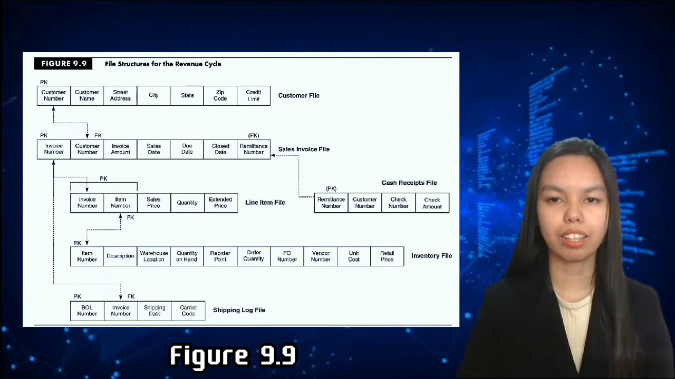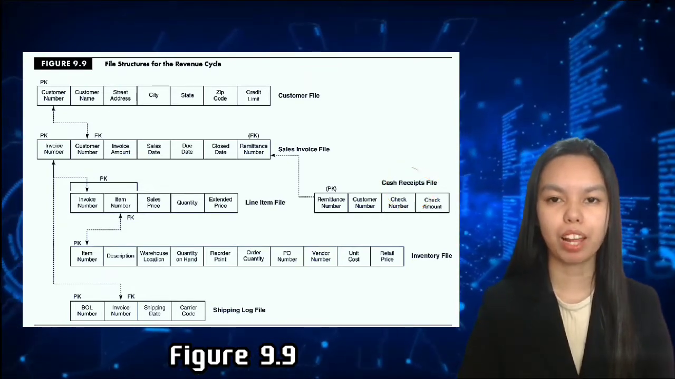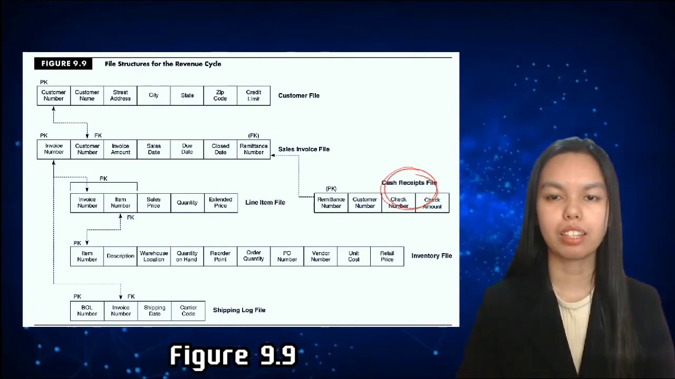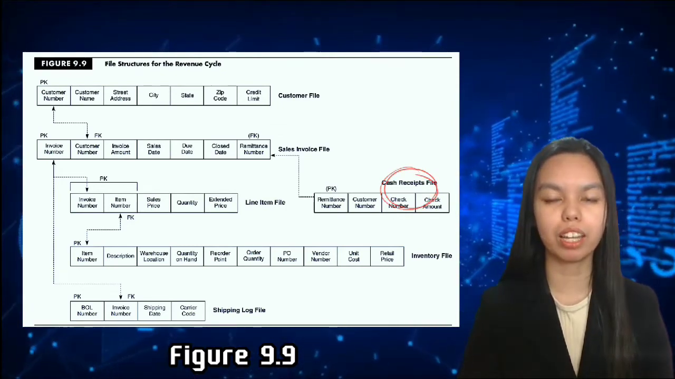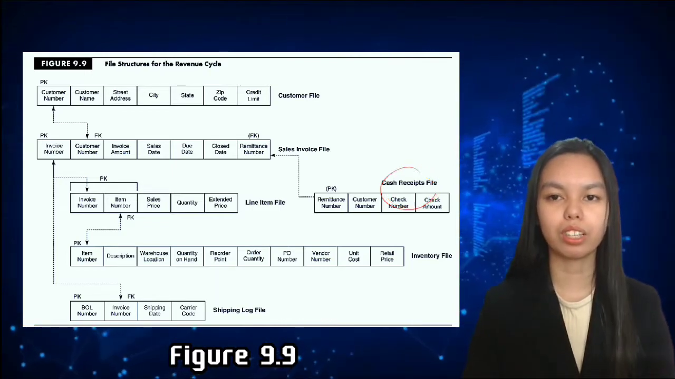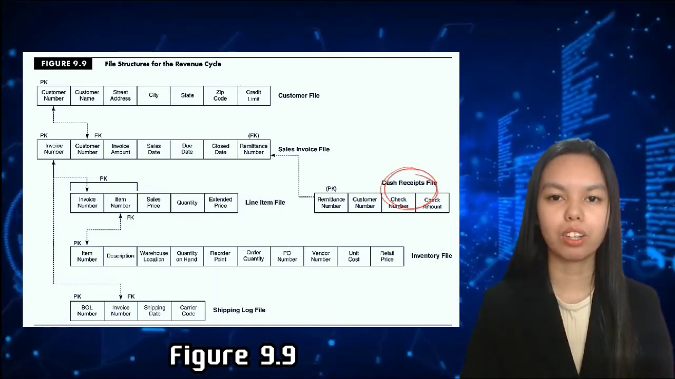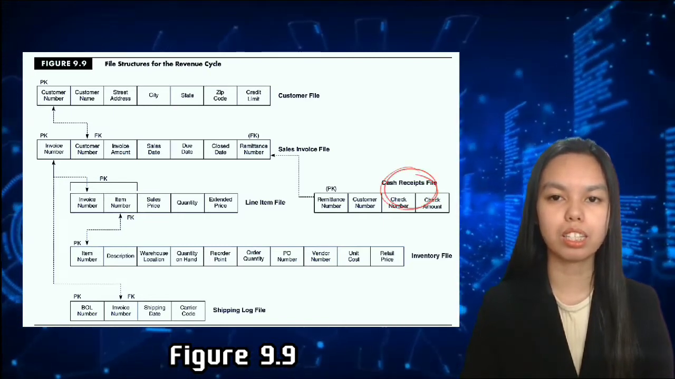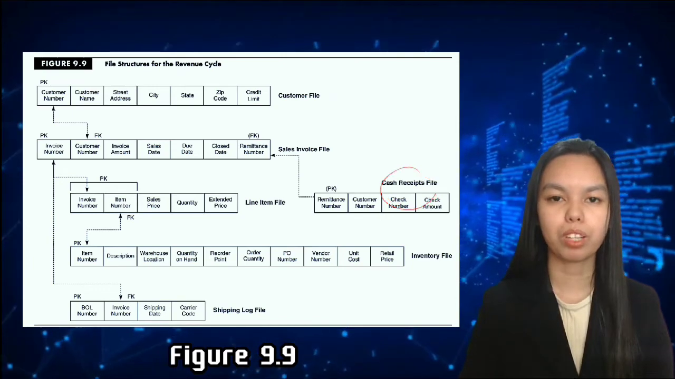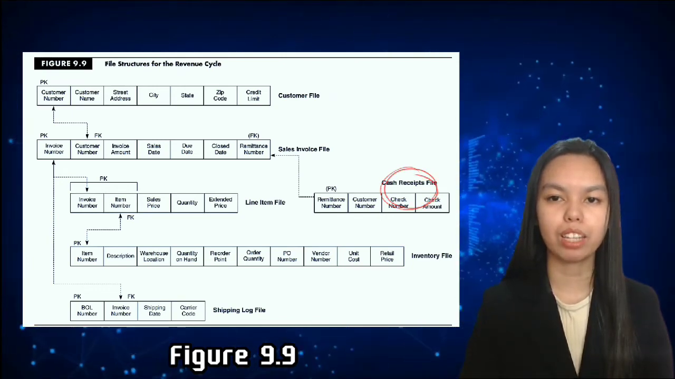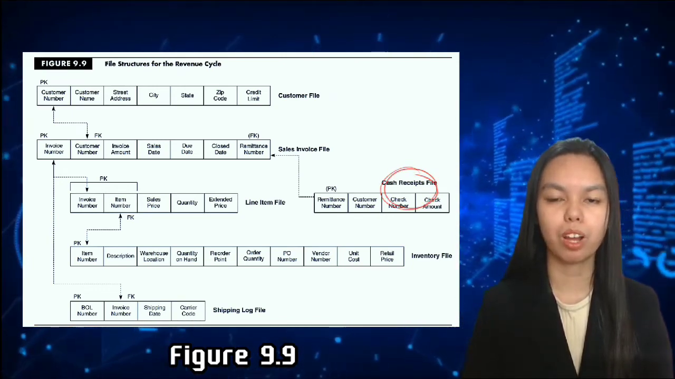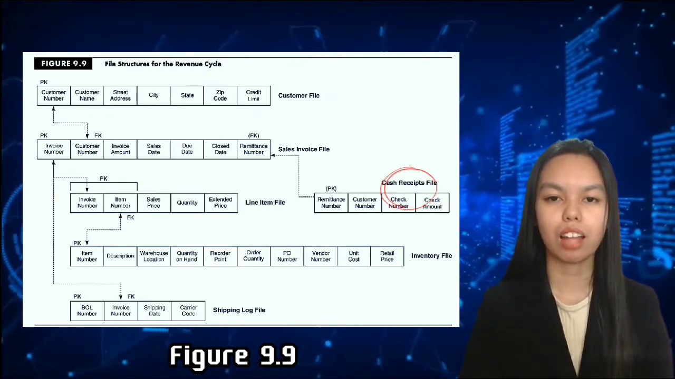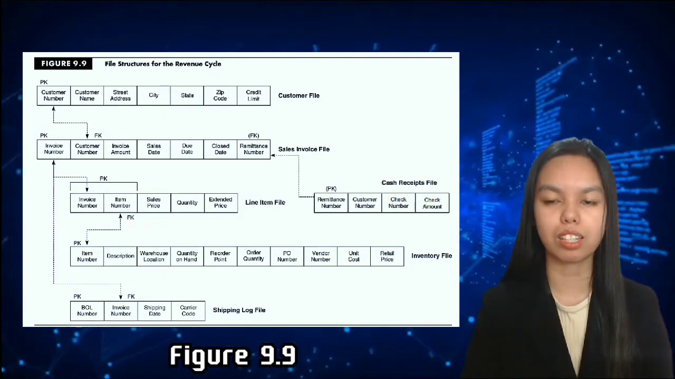Sales invoice file and cash receipts file. The sales invoice file along with the line item file captures sales transaction data for the period. The sales invoice file contains summary data for each invoice. When an order is shipped to a customer, a record is added to the file. Summing invoice amounts for all records in the file yields total sales for the period. When customer cash payments are received, they are matched to the open invoice record, which is then closed by placing the current date in the closed date field. At that time, a record is added to the cash receipts file.